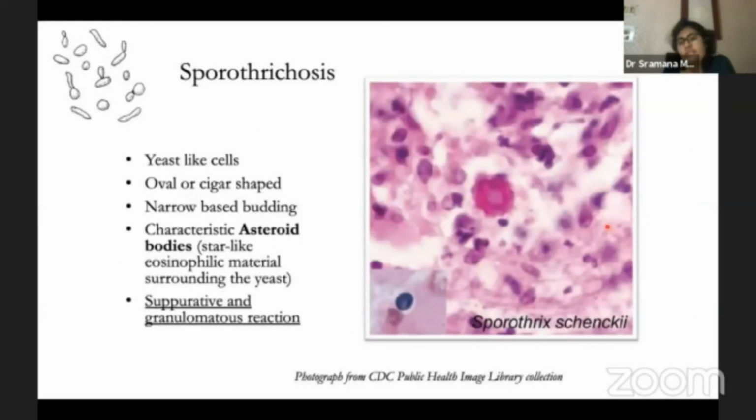Sporotrichosis is a common cutaneous infection, and if you have a linear sporotrichoid nodular lesion and your dermatologist has given you a skin biopsy with a diagnosis of sporotrichosis, usually it will be that. But from a pathologist's perspective, it is very difficult to find these oval or cigar-shaped yeast-like cells in the biopsy specimen. What we usually find on taking multiple deeper sections are asteroid bodies. These are very characteristic of sporotrichosis, where you see a fringe of eosinophilic material around the yeast.